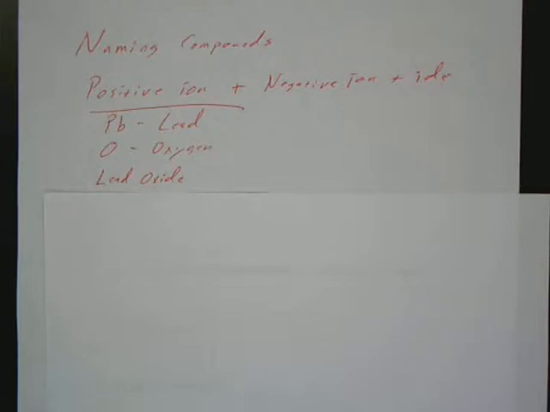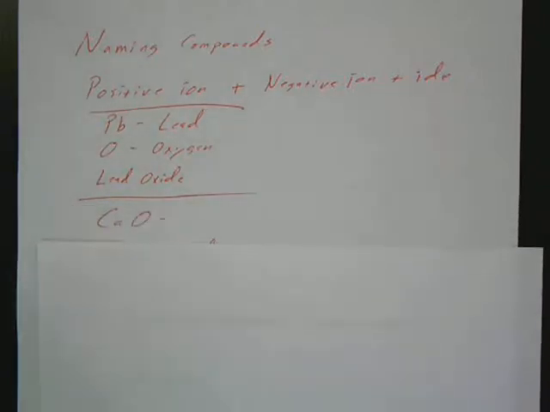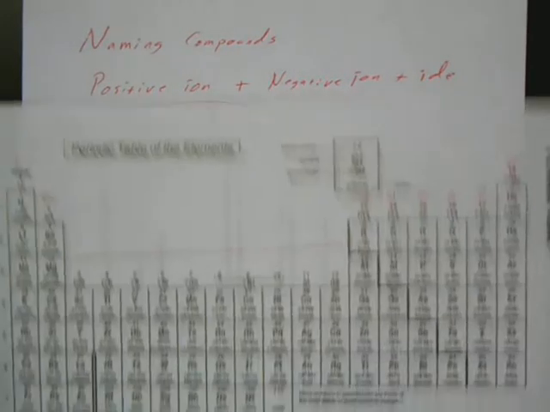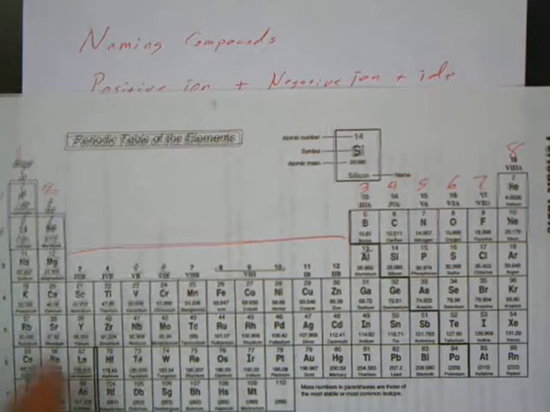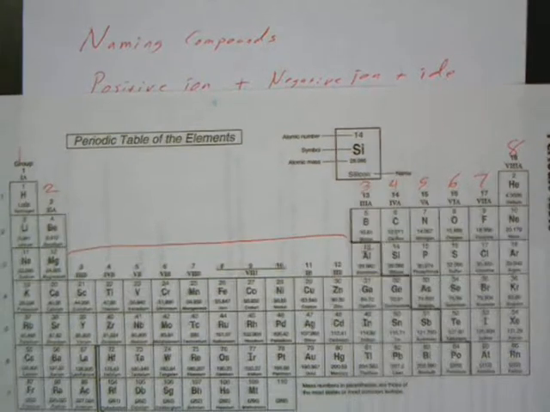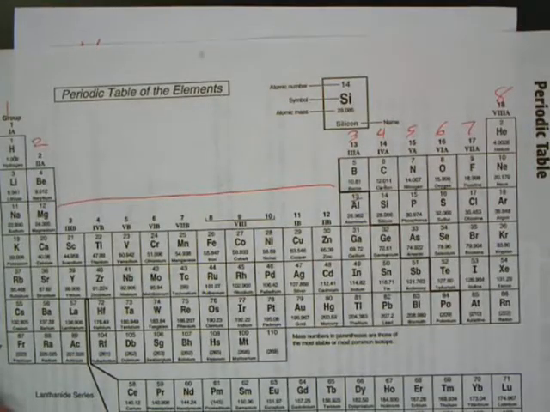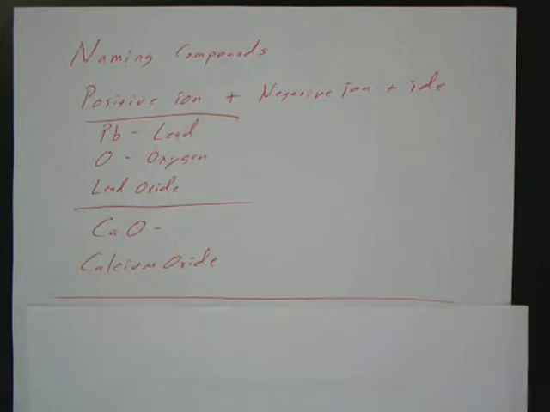So any one of them from each side can make something like that? Like say, if I take calcium, where's calcium? Column 2, row 4. Calcium and oxygen. Oxygen, we just said, is where? 6. So calcium and oxygen make calcium oxide. This is not hard at all, is it? No. All right. Next thing to do is how to build compounds.